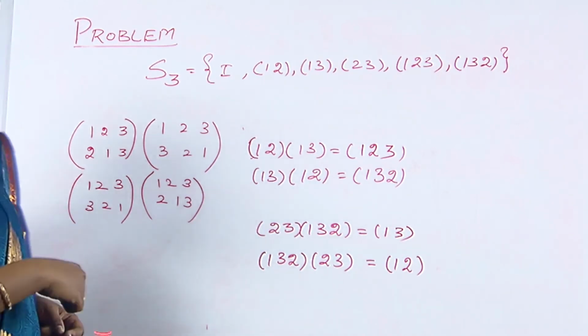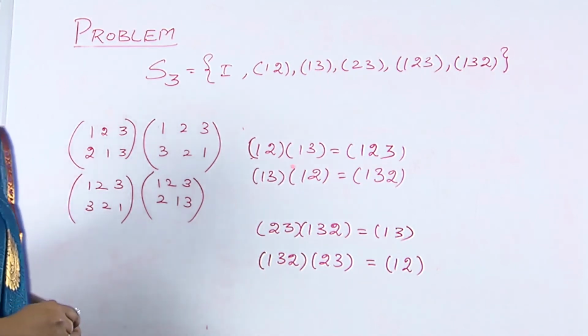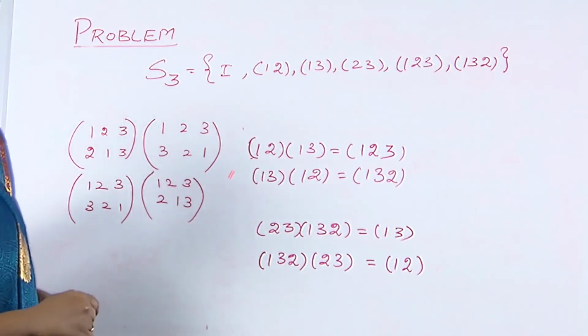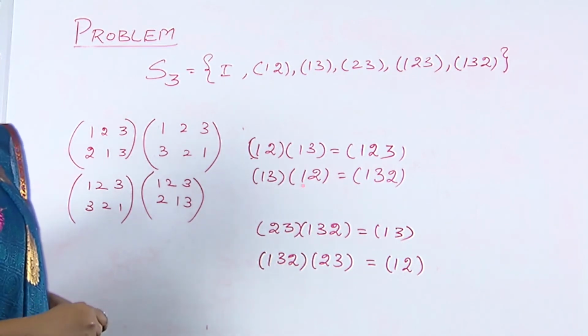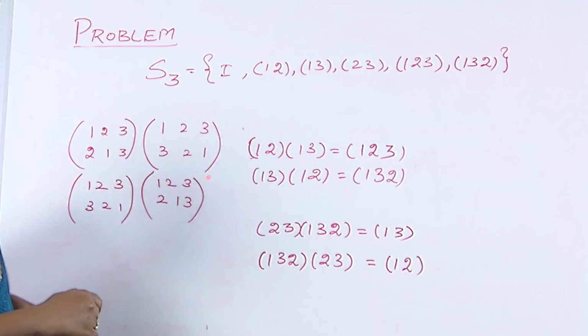When we reverse it, when we are checking for commutativity, now I am doing the product in the reverse order. So here it becomes cycle (1 3) times cycle (1 2). So that also we have checked here. So cycle (1 3) becomes this, and cycle (1 2) becomes this.